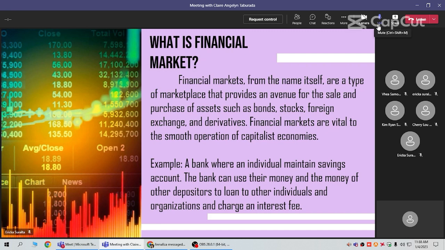So in short, the financial market is like when you invest your money in a bank in order to gain interest, depending on the bank. So, the depositors themselves also earn and see their money grow through the interest that is paid to it. So, therefore, the bank serves as a financial market that benefits both the depositors and the debtors.